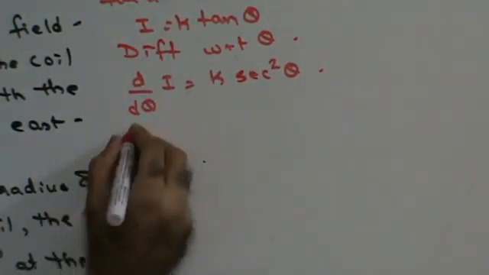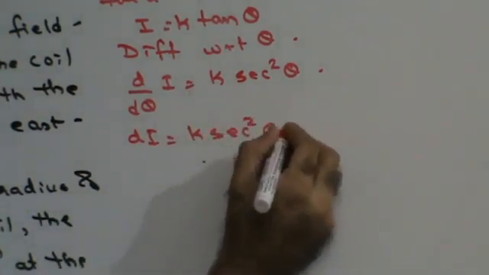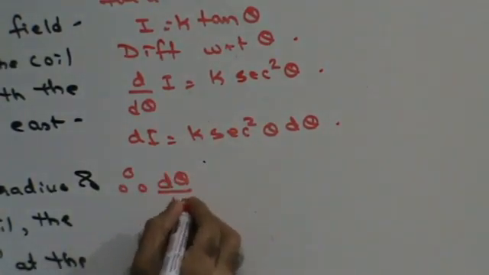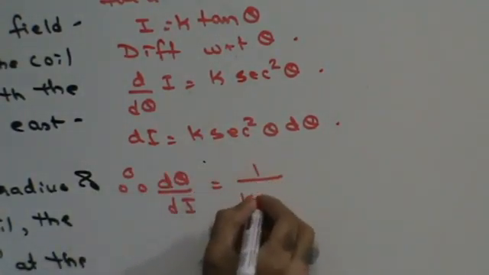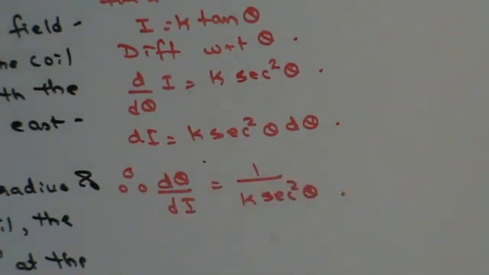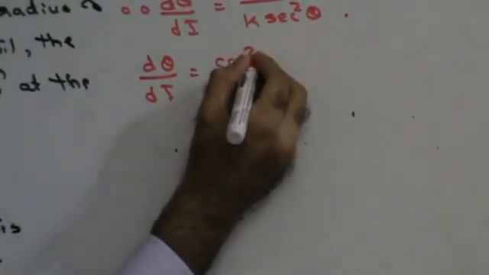So in which case I can say that di is K times sec square theta into d theta. Cross multiply again, therefore I can say d theta upon di is 1 upon K sec square theta, right? But 1 upon sec square theta is cos square theta, so d theta by di is cos square theta upon K. Fine, do we get this thing here? So that is going to be my sensitivity of a tangent galvanometer, right?